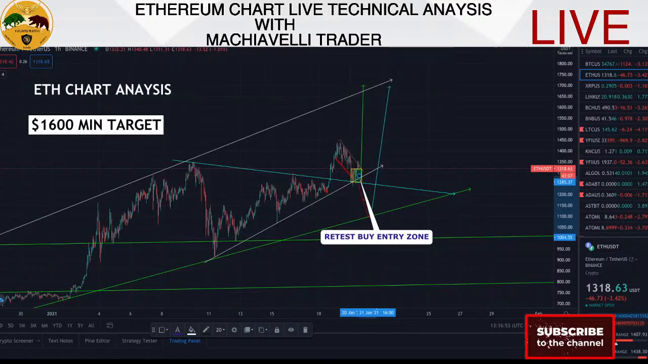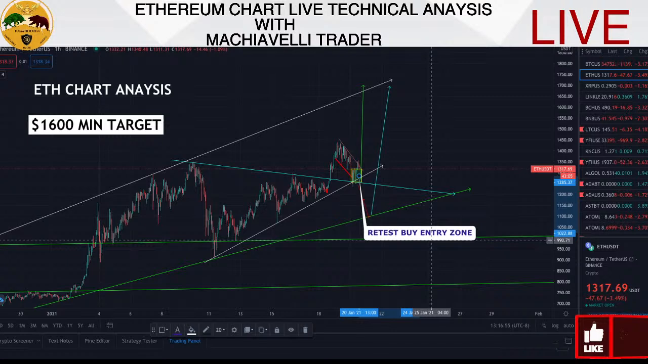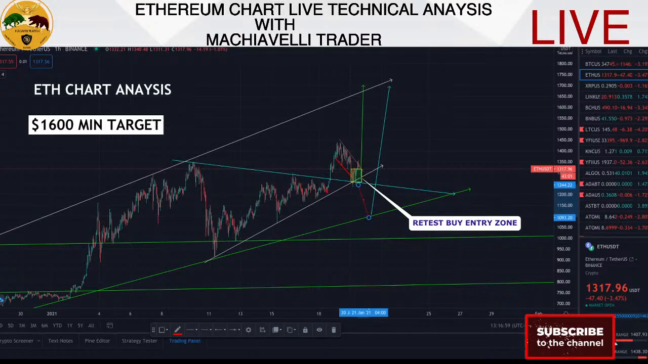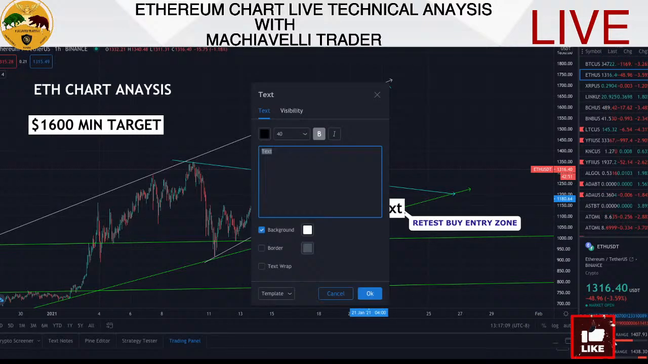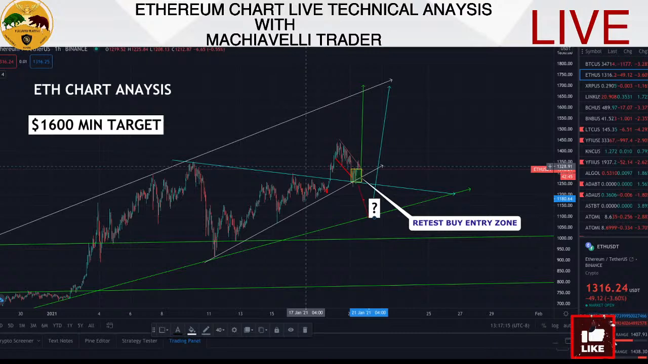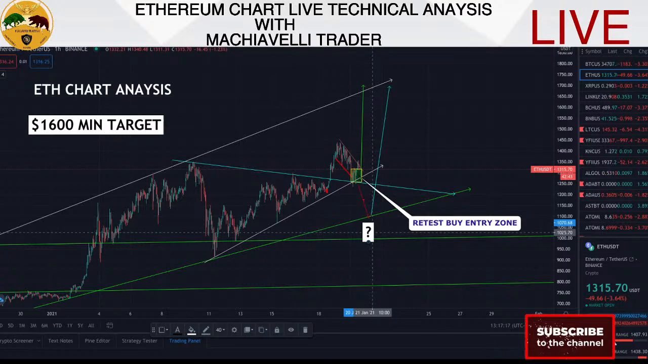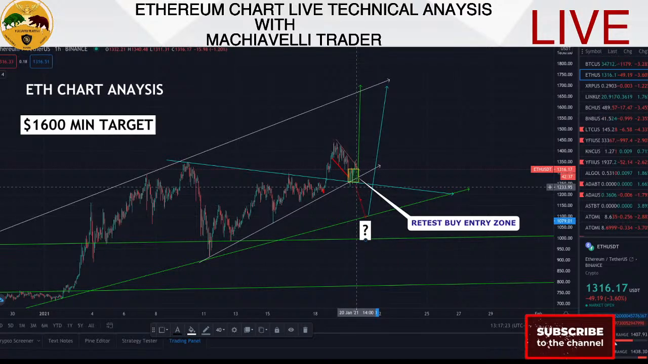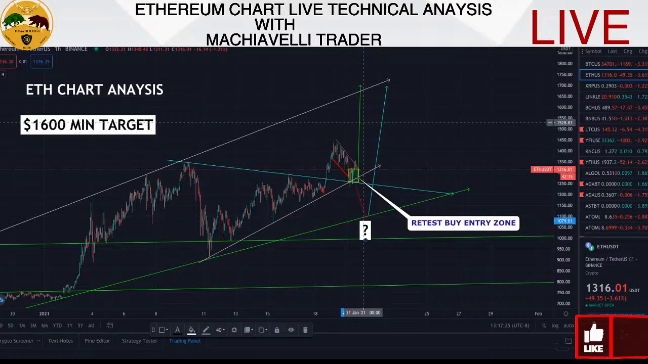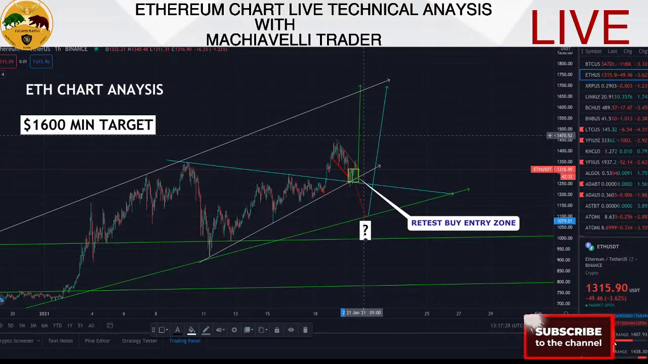I expect an upward move from here. A clear upward move from here. That's what I expect in Ethereum. So the chances of this downward move are low. So we're more likely going to see this upward move right here. That is more likely going to play out.